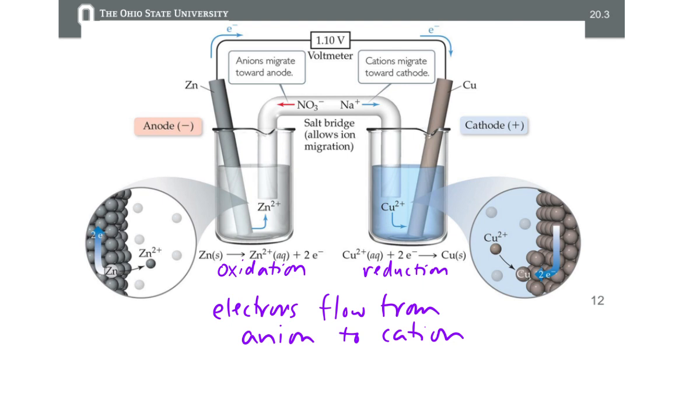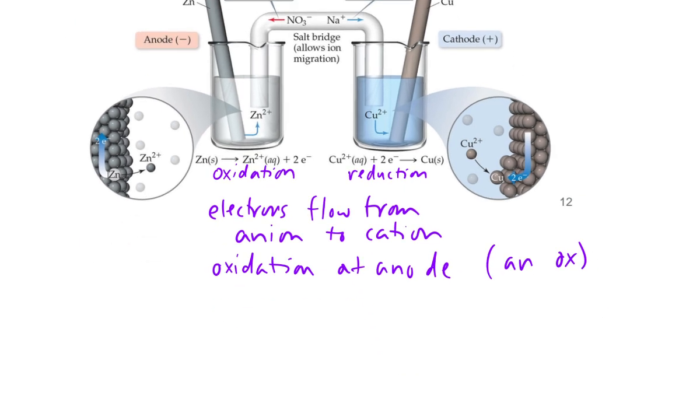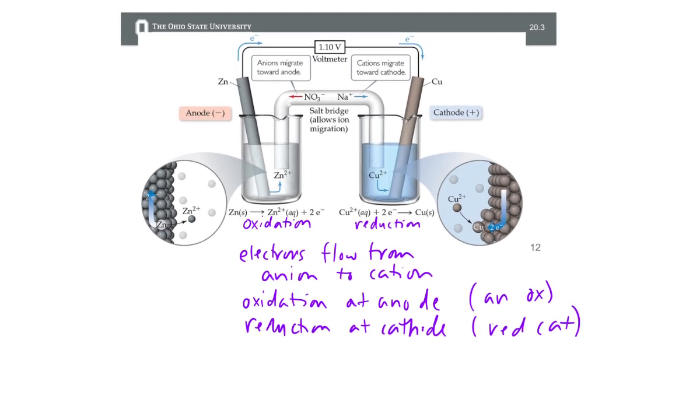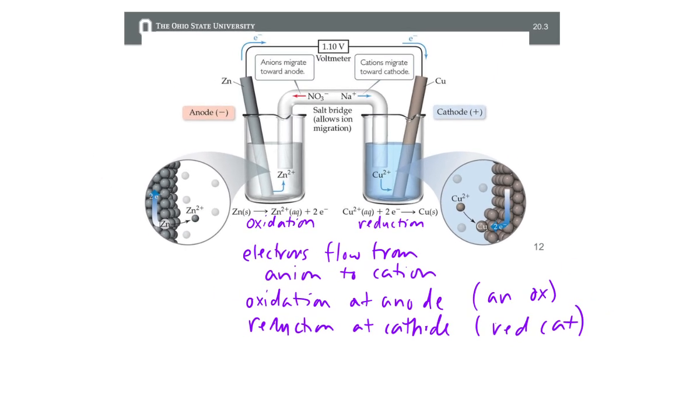Another mnemonic here that is really useful is that oxidation occurs at the cathode. Oh, sorry. Oxidation occurs at the anode. Got ahead in my brain here. And ox, that's a little mnemonic for this one. And then reduction occurs at the cathode. So you might see red cat as that mnemonic. Okay. Oxidation at the anode, reduction at the cathode.